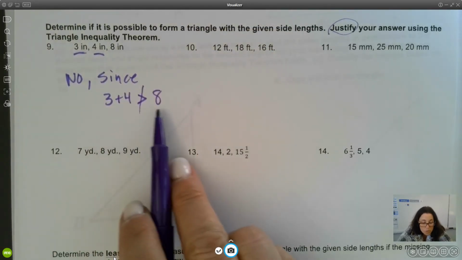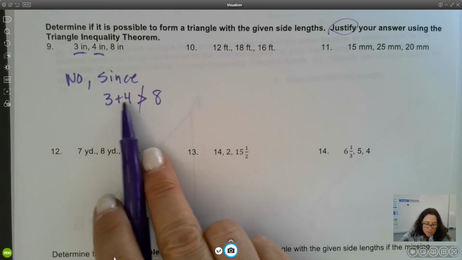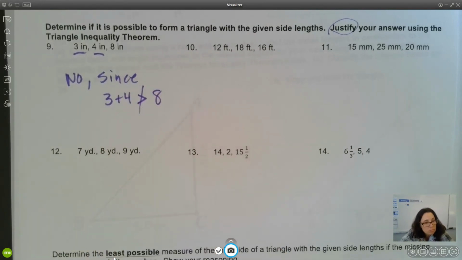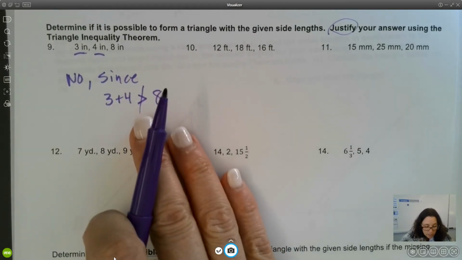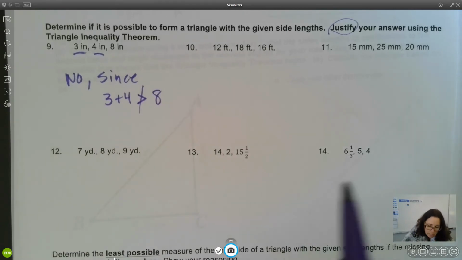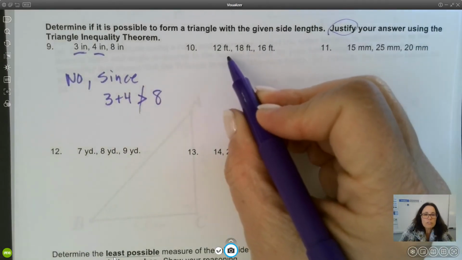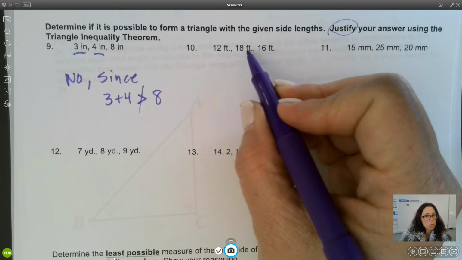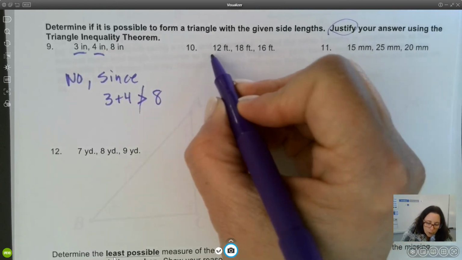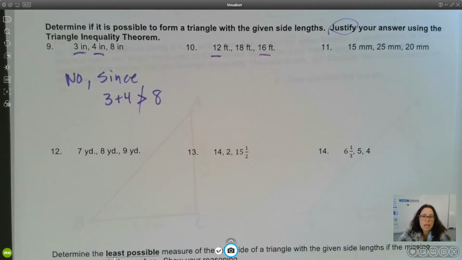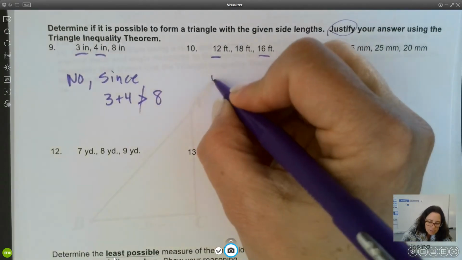So we're just using the two smallest sides. Is it bigger than 8? If it is, you leave it. If it's not, you just draw a slash through it. Okay, the two smallest, be careful. 12, 18, 16. They didn't give them to you in order. So we're going to add these two together. Is that bigger than 18? Yes.